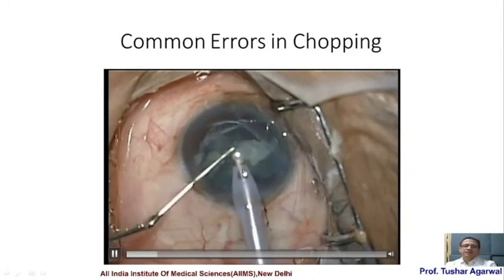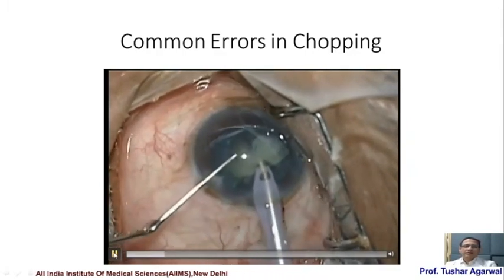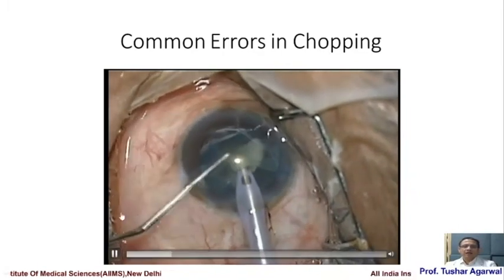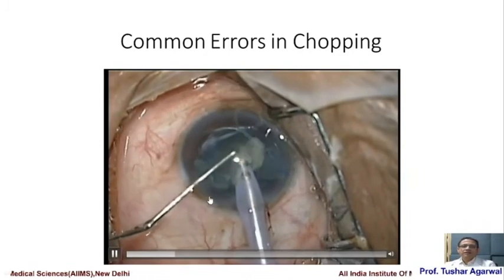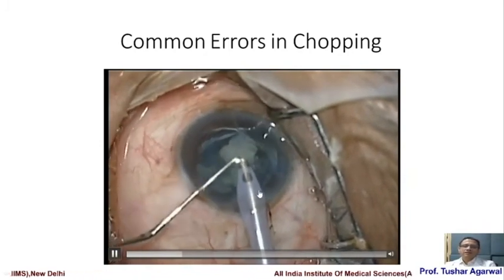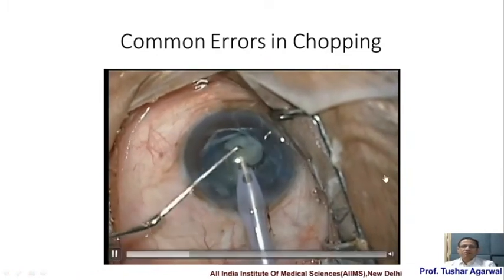So once the chopping is done, you keep the chopper away. At best, you can use the chopper to direct the nucleus towards the phaco needle while staying away from the phaco needle, but avoid the tendency to manually break the nucleus into small pieces and try to feed it through the chopper at all. So this is to be avoided.